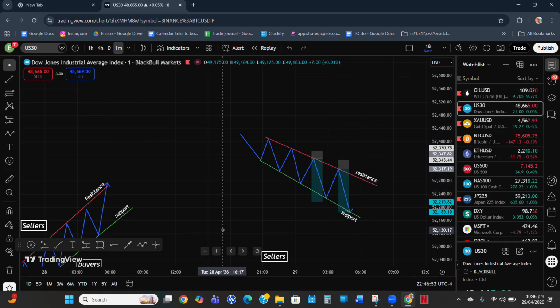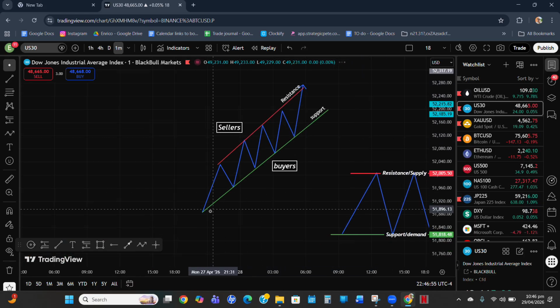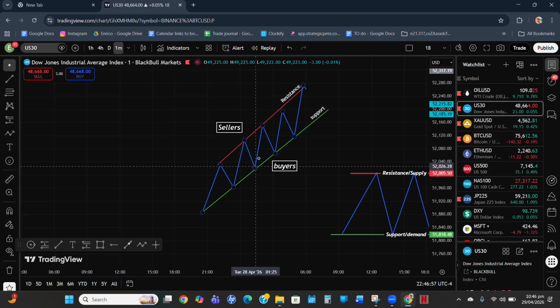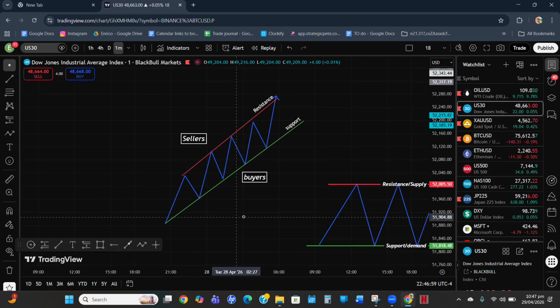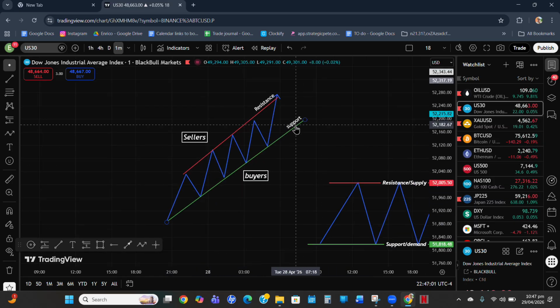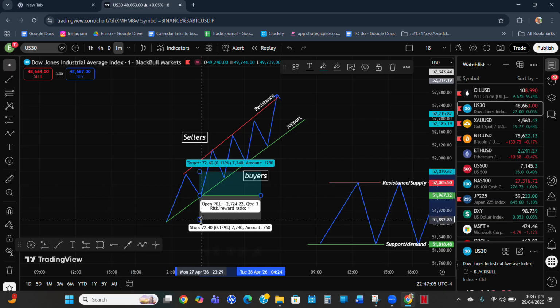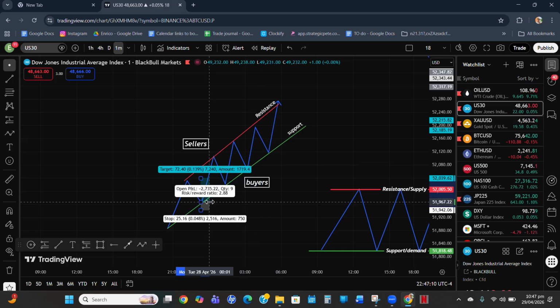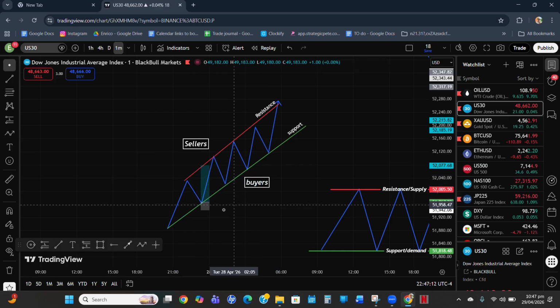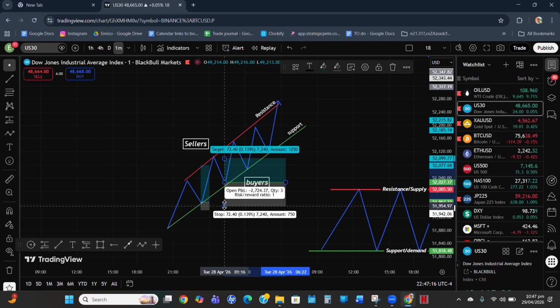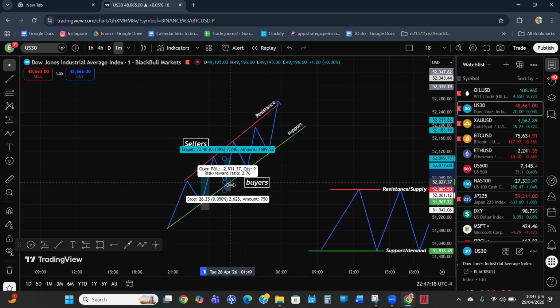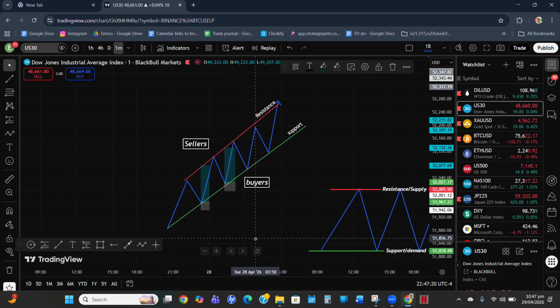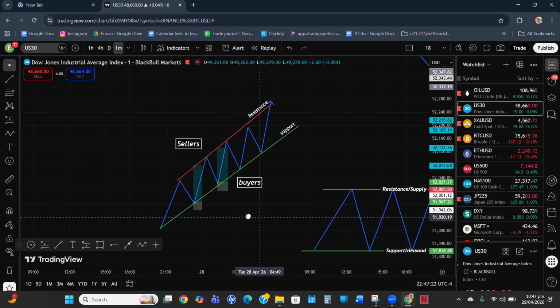Similar as well in an uptrend where we're going up, each time we touch the support, which is this green line, in uptrends, you want to buy if you identify a support. So you want to buy each time we touch a support. You want to take buys.